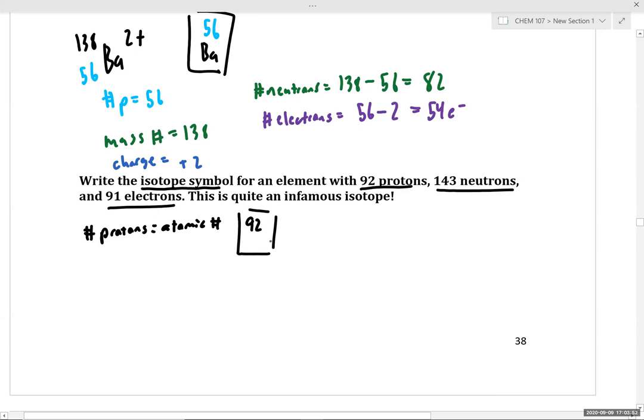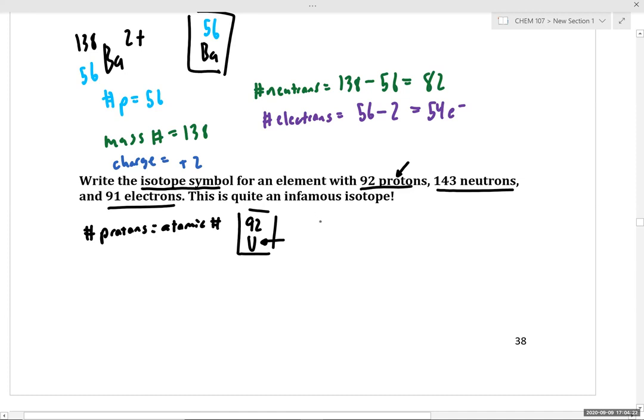So if we look in the periodic table, I'd like everyone to just take a moment and find the element with an atomic number of 92. Which element has an atomic number of 92? You're going to look in the periodic table for an element with a 92 above the element symbol. And which element? Uranium? Yep, exactly right. Perfect. So now we have our atomic symbol.